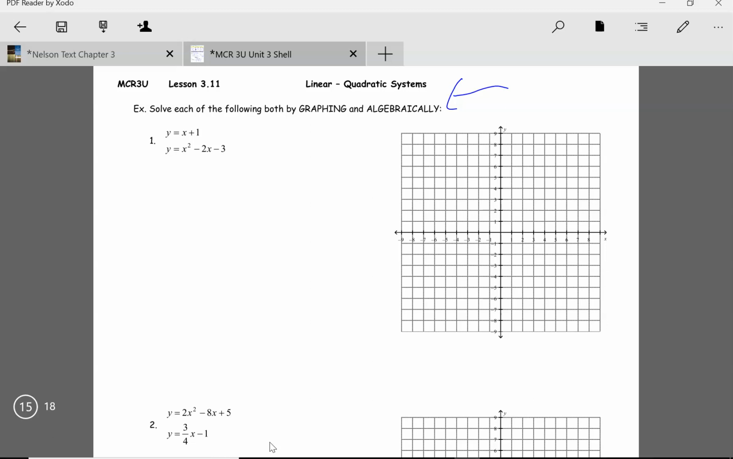So when it says solve each of the following by graphing or algebraically, what we're trying to find is the points of intersection between this line here and this parabola here. That's what we're trying to find, right? So how do we find points of intersection? What does point of intersection mean?